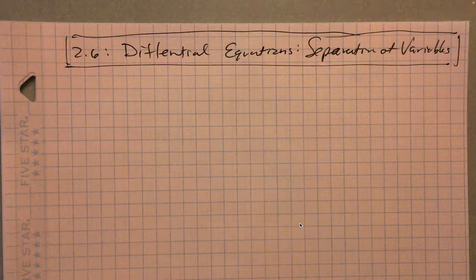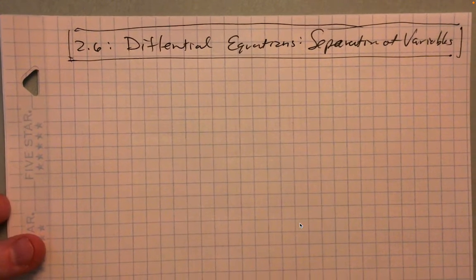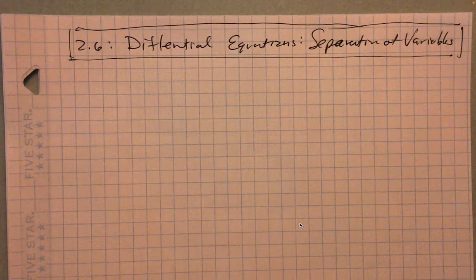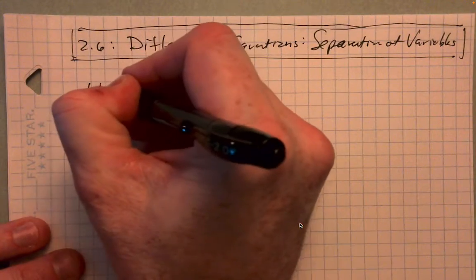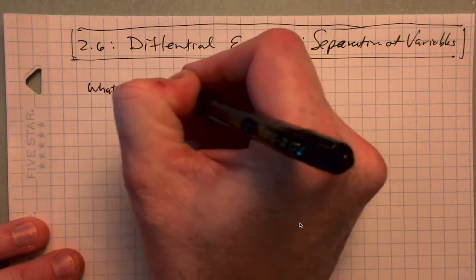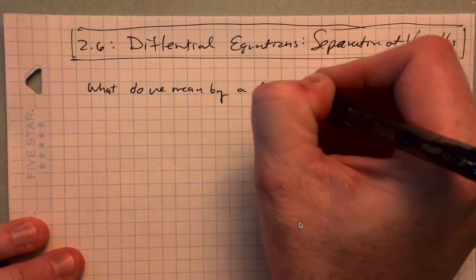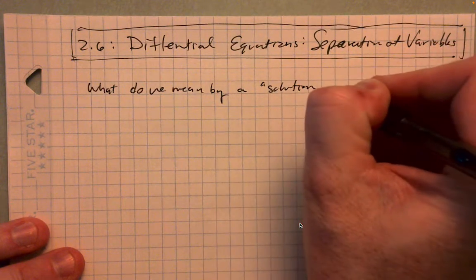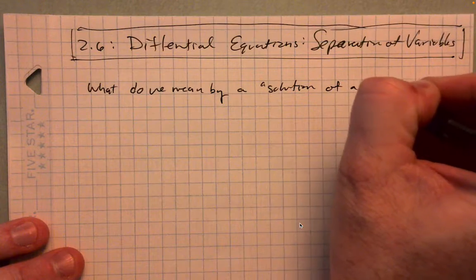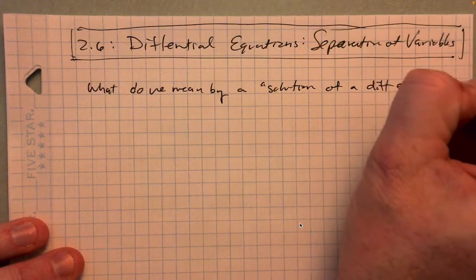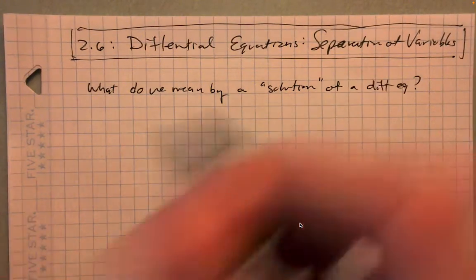So the first thing we'll need to discuss is, and we kind of hinted at this last time, but more specifically and in more detail, what do we mean by a solution of a diff EQ? What does that word solution mean?